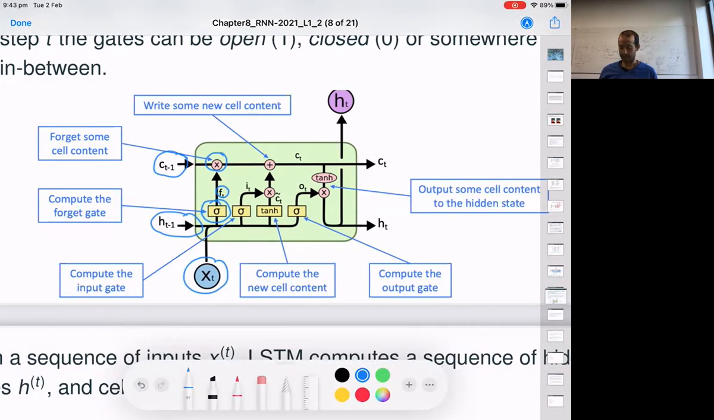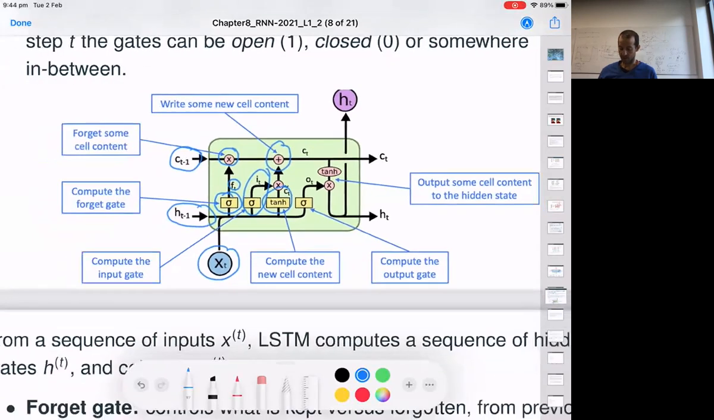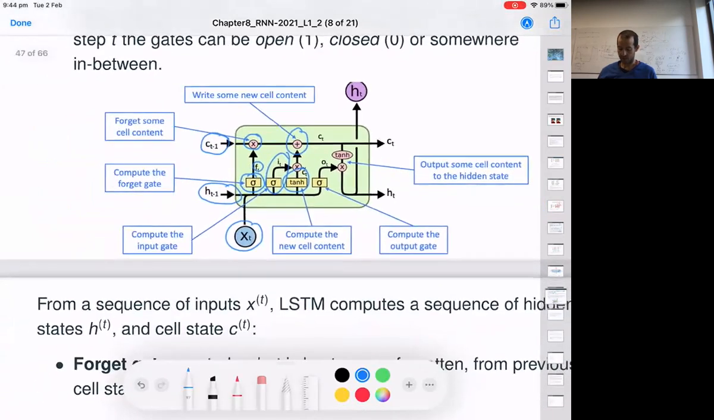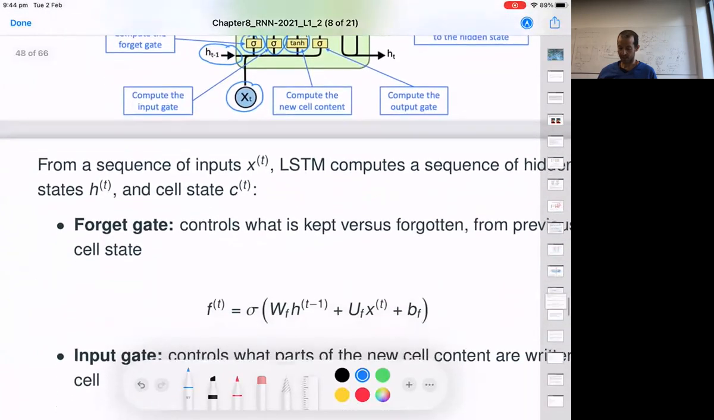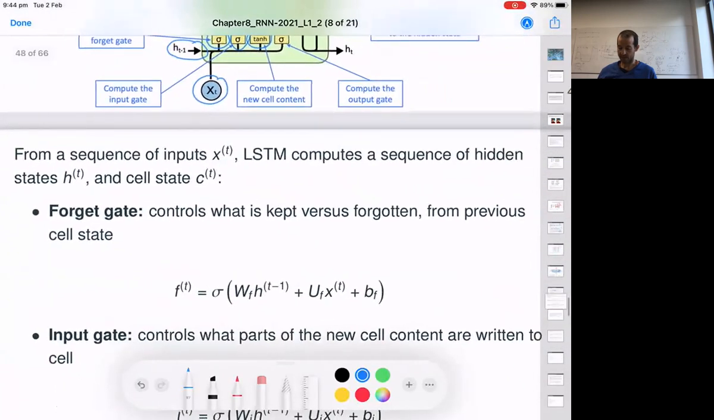After that you have what is called the input gate, this part for the i, and you compute a new cell content with a tanh function and multiply, and this will have the ability to write new information. So I will just explain the different parts of this specific gate.